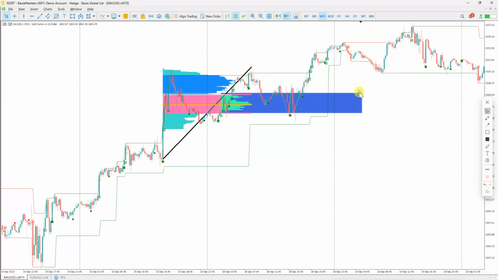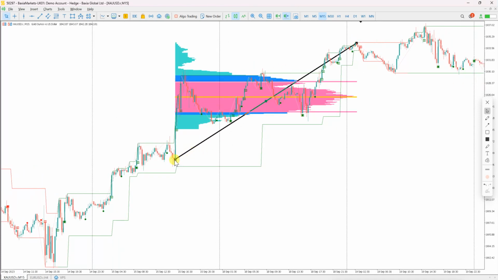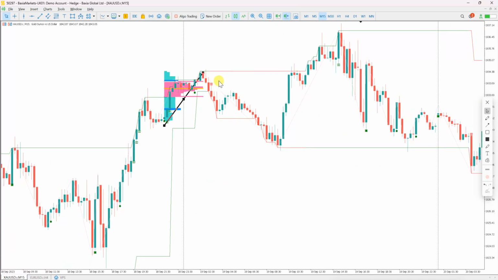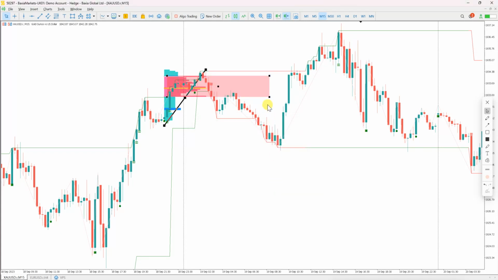Okay, let's do another one. From here to here. Okay, this is interesting. Here again, we have a value area right here. We had a value area. Let's make it pink.